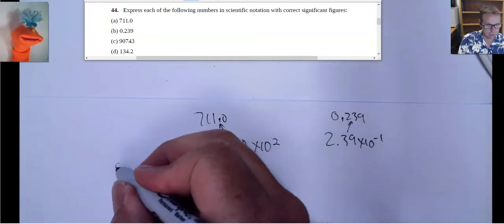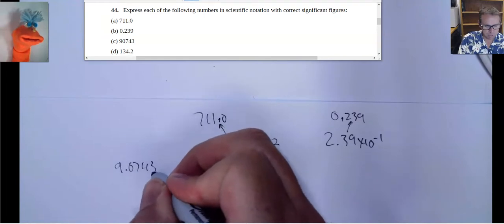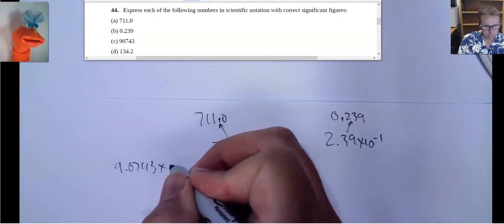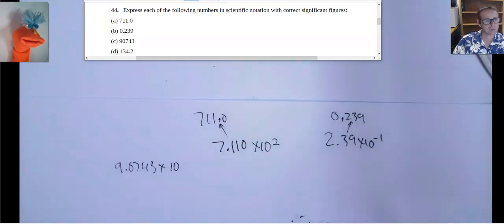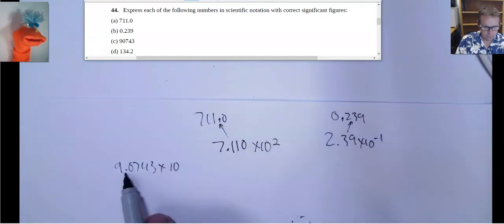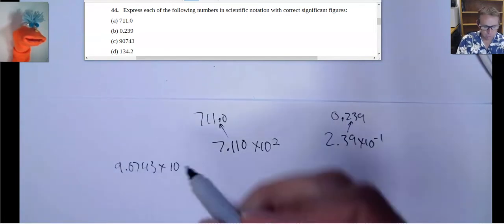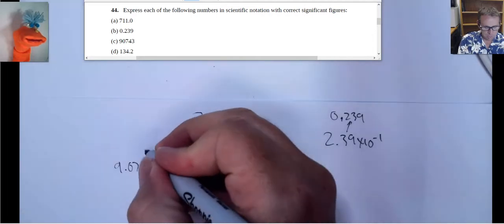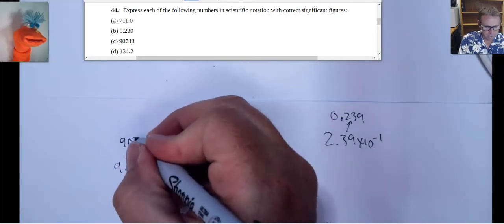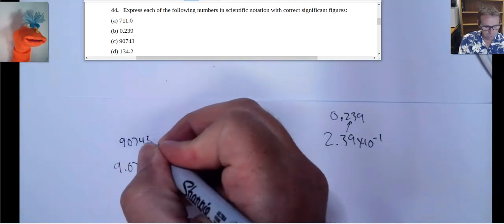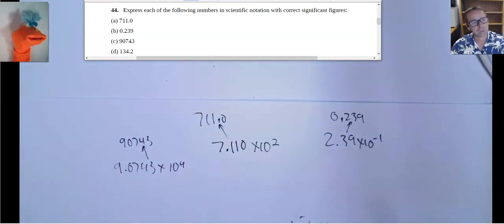Oh, you're on to the next one? 9.0743 times 10 to the 5th. Times 10 to the 5th? Or 4th. 4th, right? 1, 2, 3, 4 is what would be necessary to go to 90743. 1, 2, 3, 4.